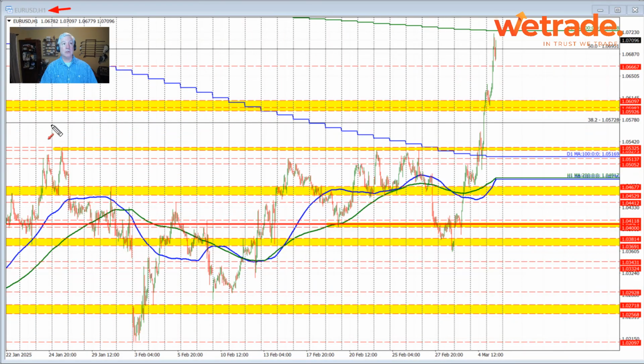I'll go through all the technicals that are driving these three major currency pairs to start the US session and trading here today. So let's get started. I'm going to start by taking a look at the hourly chart of the euro versus US dollar, because I want to focus on what we did yesterday.